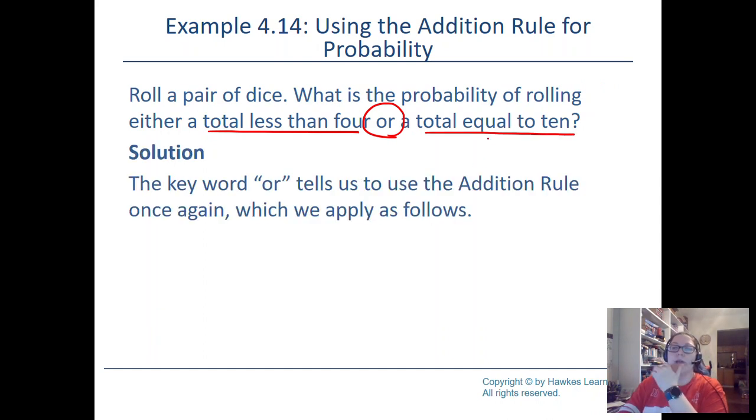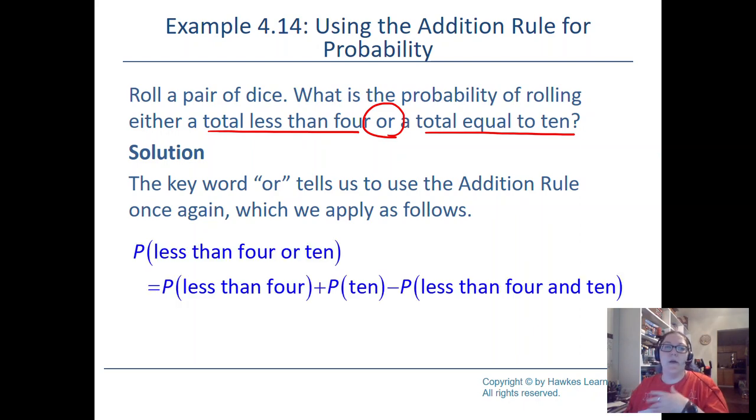Okay. So again, very important to note. That tells me that I'm probably going to be using the addition rule. Okay? And when we look at that, remember, it's the probability of a total less than 4 or equal to 10. So I need to figure out, well, what's the probability of getting a number less than 4? What's the probability of actually getting a total that's equal to 10? And then I need to subtract, is there any of them that have both?